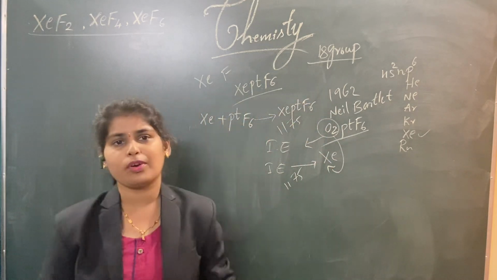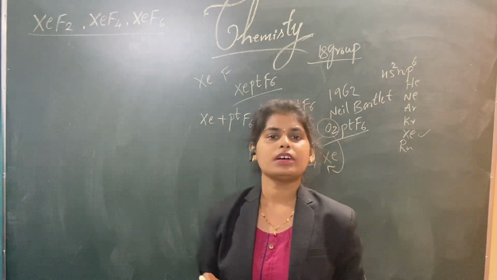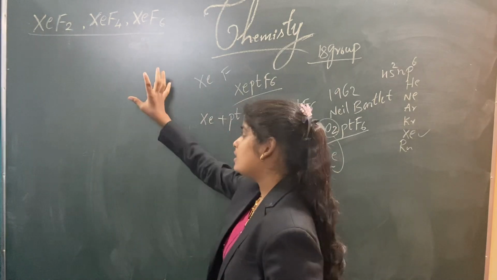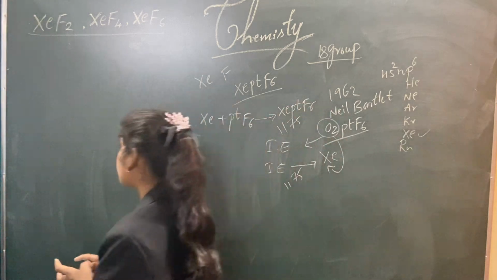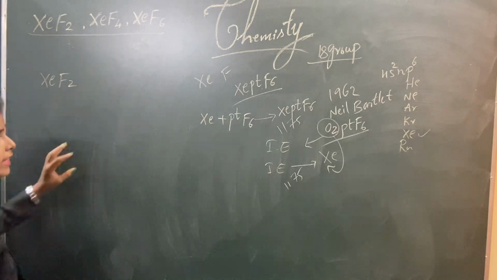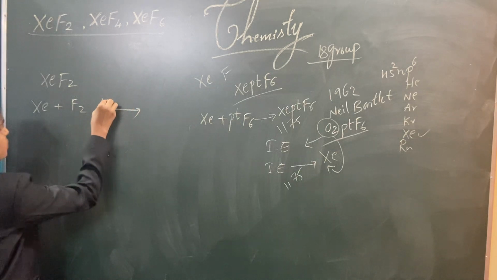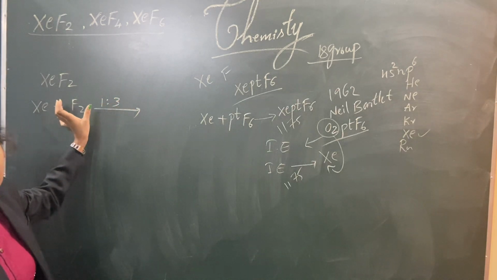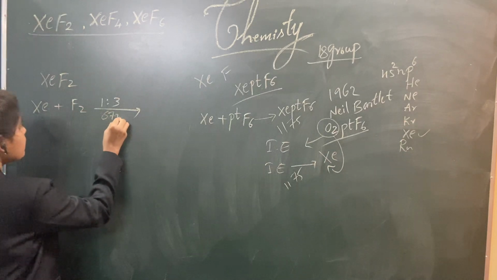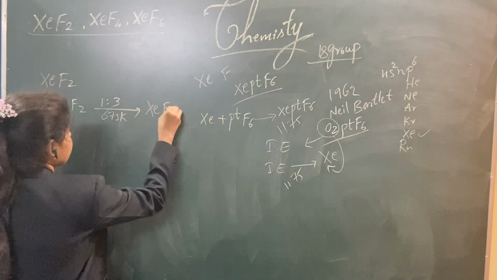Now let us study these three compounds: how they are prepared, their structure, and also their reactions with water and others. First let us see the preparation method. XeF2, xenon difluoride, is prepared by heating a mixture of xenon and fluorine in a 1:3 ratio, because we are not taking both in the same quantity. At 673 Kelvin, when we heat this mixture, we get the product XeF2.